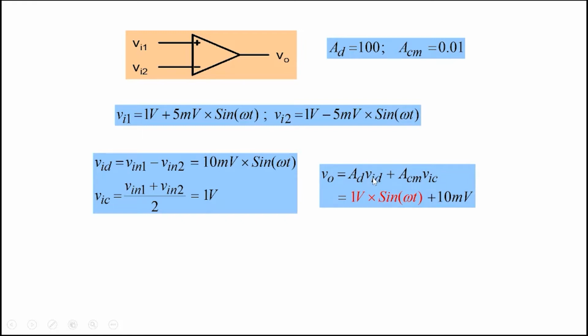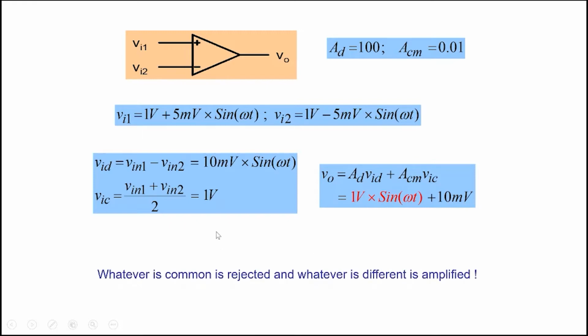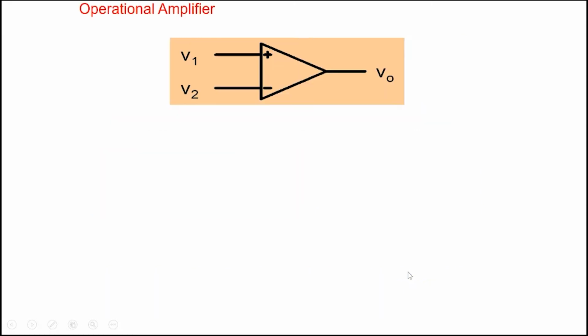But what will be the output? Output will be AD times VID plus ACM times VIC. This amplifier rejects the common mode signal. Note that common mode gain is 0.01 multiplied by 1 volt, which gives 10 millivolts. Differential mode gain is 100 multiplied by 10 millivolts, which gives us 1 volt. So what has happened is that the differential sinusoidal signal has gotten amplified, and the common mode signal has gotten rejected. The common mode signal was 1 volt, and it has become 10 millivolts. So that's the idea behind a difference amplifier: whatever is common is rejected and whatever is different is amplified.